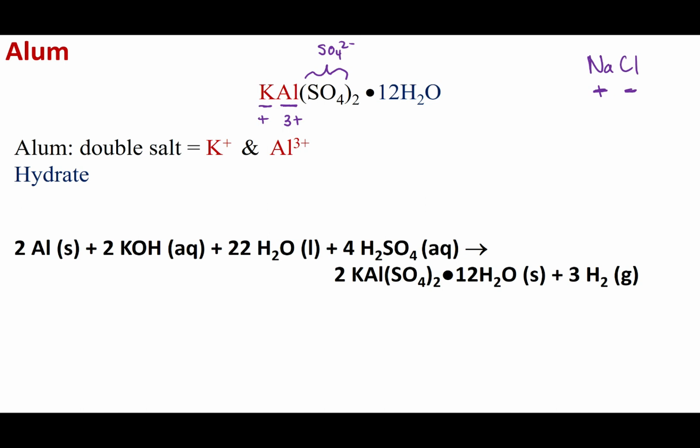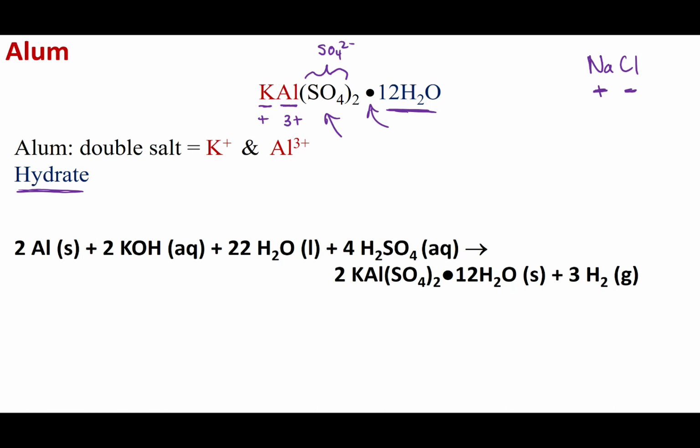Now inside this crystal are going to be water molecules that are trapped. So what you initially synthesize is something called a hydrate. A hydrate has these water molecules trapped in the crystals. We denote this by putting a dot there. So these 12 water molecules are sticking to this alum molecule.